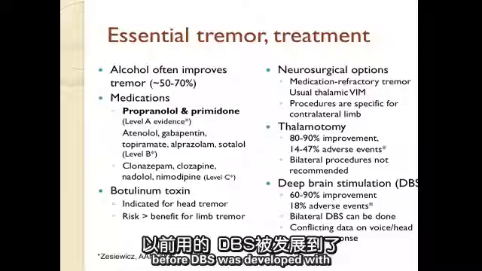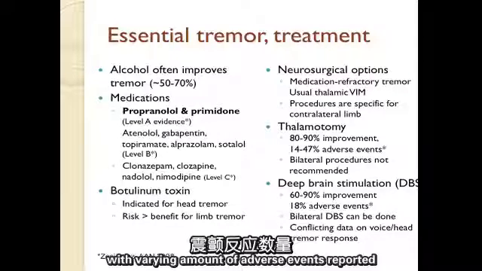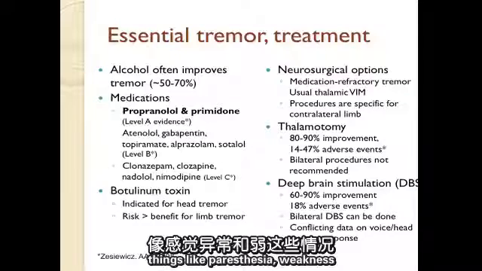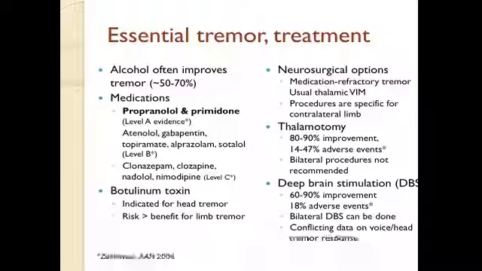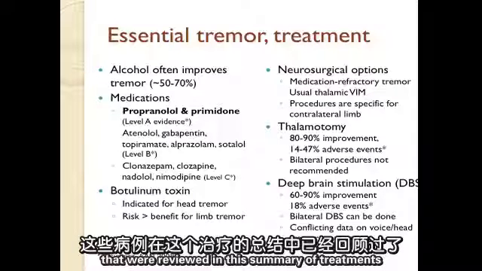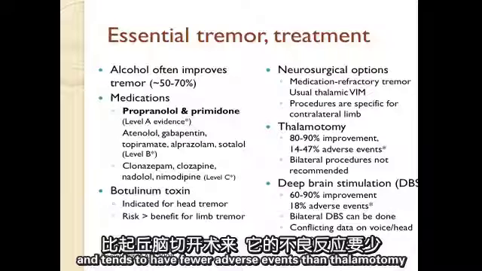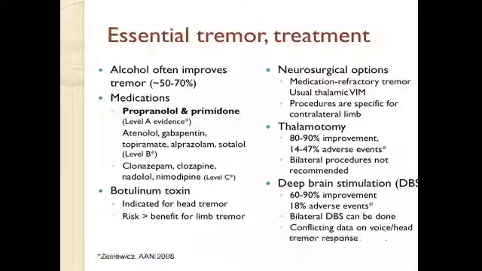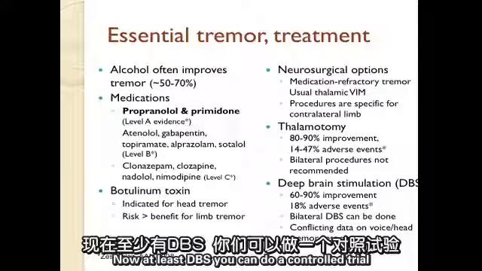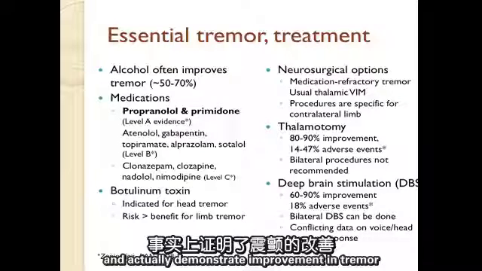Thalamotomy was used before DBS was developed, with up to an 80 to 90% response rate. This is a response rate, not the amount of tremor response, with varying amounts of adverse events reported, things like paresthesia, weakness, all the way to, I think there was 1 death in the cases that were reviewed in this summary of treatments. DBS was developed and tends to have fewer adverse events than thalamotomy. And it must be said that none of these have been in any kind of controlled trials. Now, at least with DBS, you can do a controlled trial in that after the DBS electrode is in, you can turn it on and off in a blinded fashion and actually demonstrate improvement in tremor.